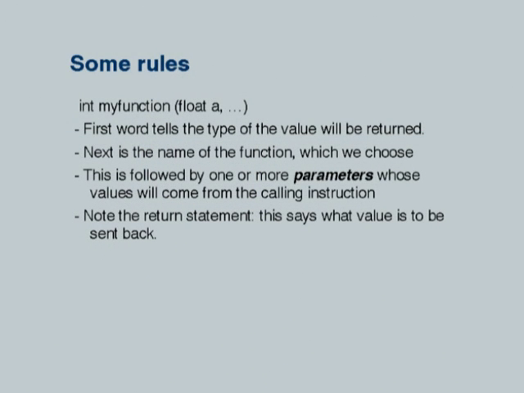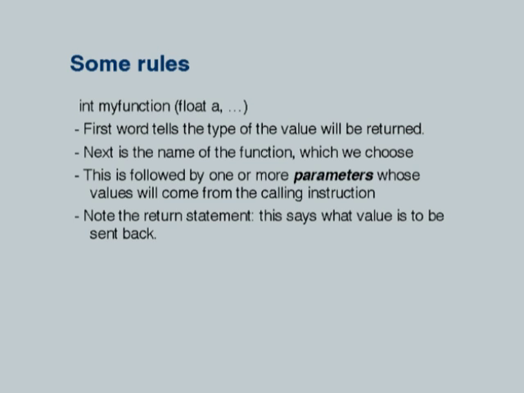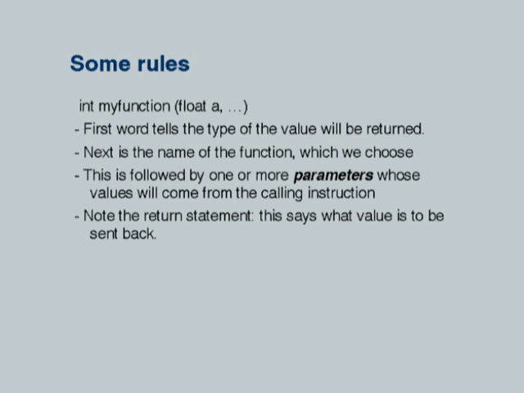First of all, some rules. Suppose I say int my function float something something. This int will define the type of the value that will be returned. So obviously for numerical computations of the values of function and derivatives, I would like to use floating point value. That is why in the actual definition I have used the keyword float, not int. So float my function. This will be followed by int x, float y, double c, whatever, any number of parameters. These are the values which will come into the function. So after the keyword int or float, the next is the name of the function which we choose. Entirely is our choice. This is followed by one or more parameters whose values will come from the calling instruction.